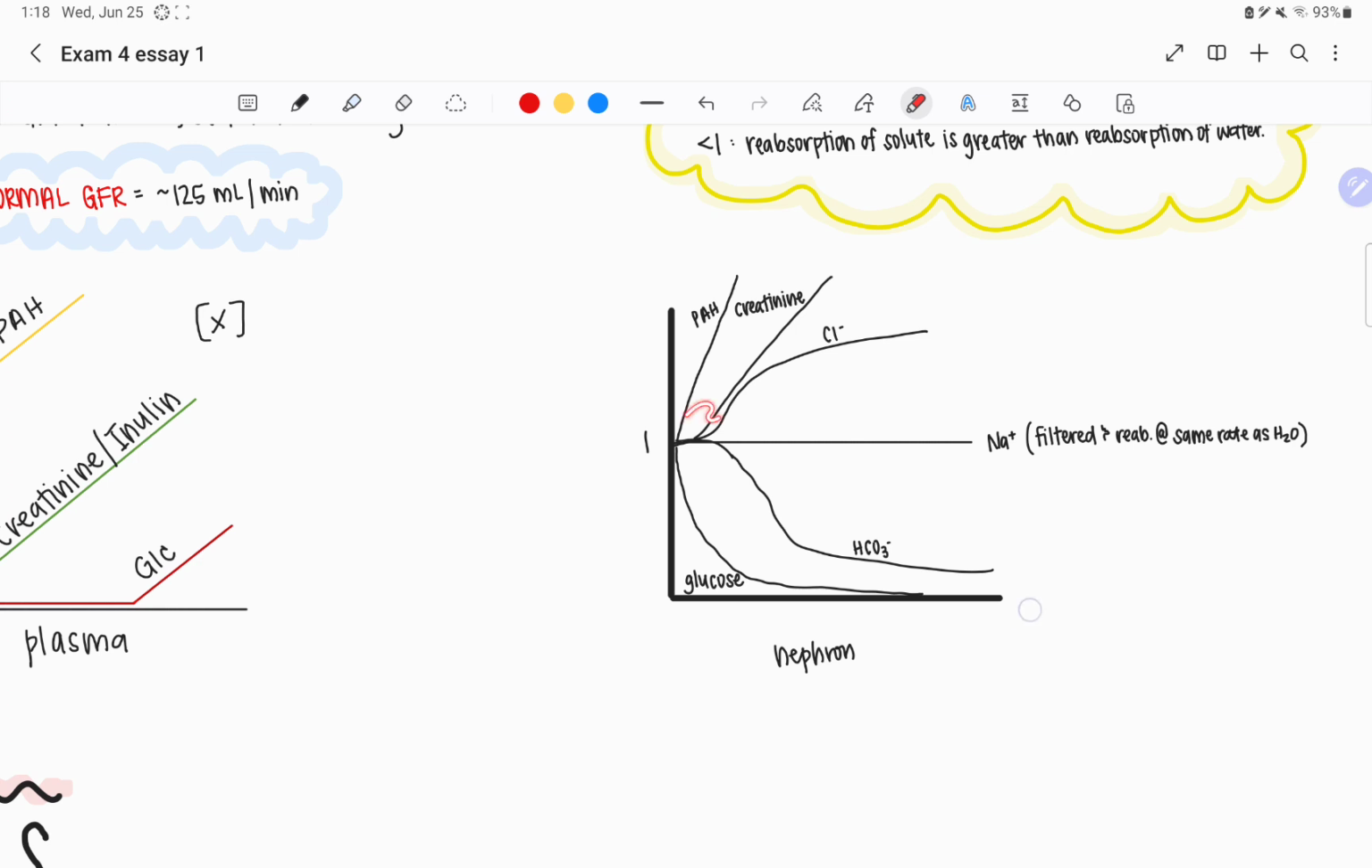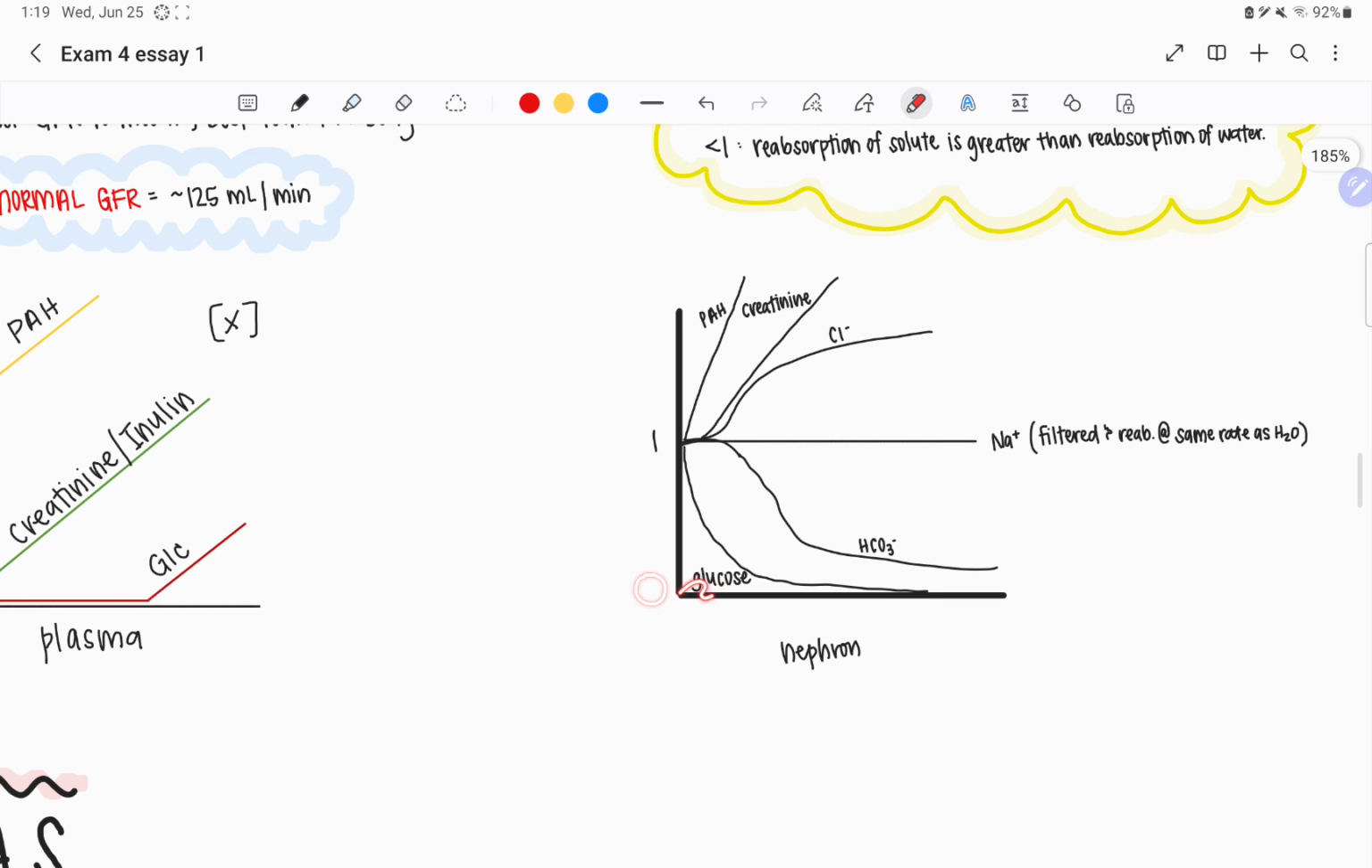Now glucose, like I mentioned above, we should not be losing glucose. Glucose should be 100% reabsorbed. So that should be 0, right? And this could be like 4, I don't know. But the glucose should be 0, meaning it's being completely reabsorbed.